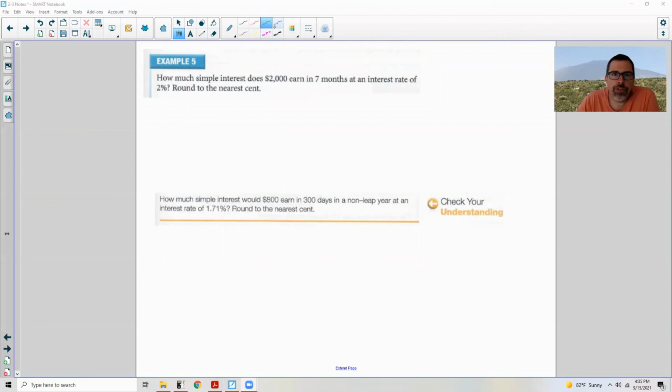All righty, example 5. How much simple interest does $2,000 earn in 7 months at an interest rate of 2%, round to the nearest cent? The key word here is, again, when you see simple interest, you write I equals PRT. You get into the habit of doing it. I equals, P equals, R equals, T equals. $2,000 is my principal. How much interest? We're trying to find this.